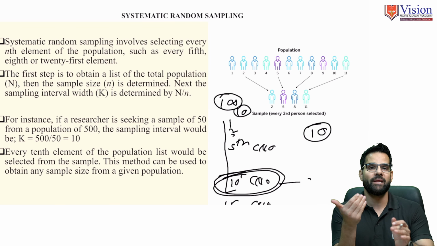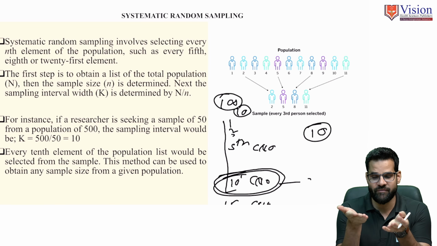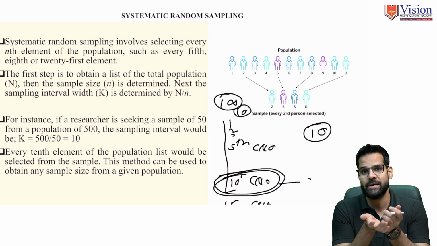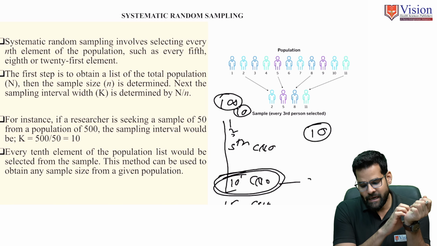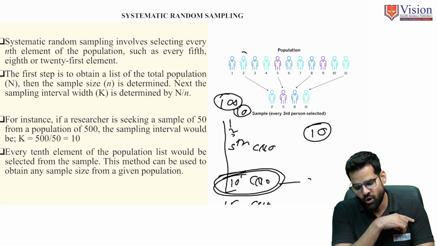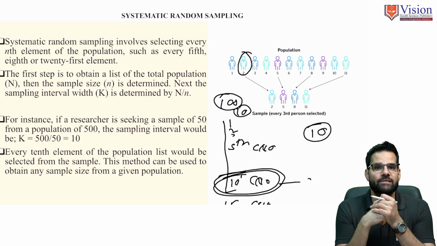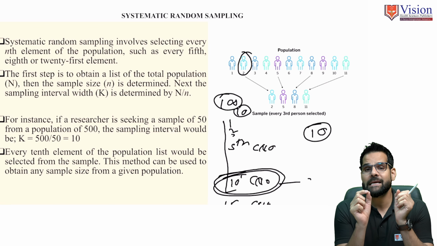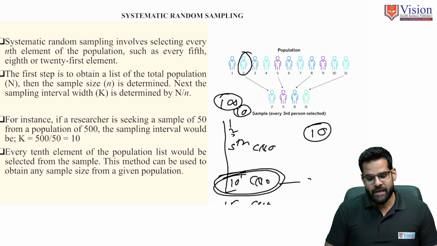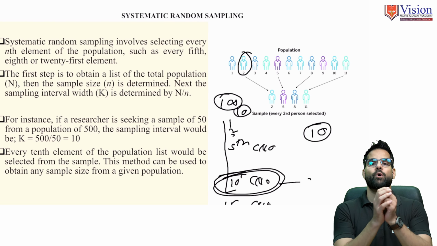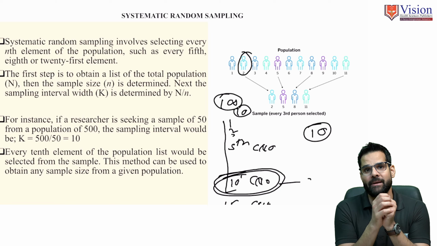So if your sampling frame has a specific pattern, as I've given the example here, you cannot use systematic random sampling. Secondly, if the first subject is not selected randomly, then it is not a systematic random sampling. It is systematic, but not a random one. So please take care of these two things. With that, we complete the different types of probability sampling methods.